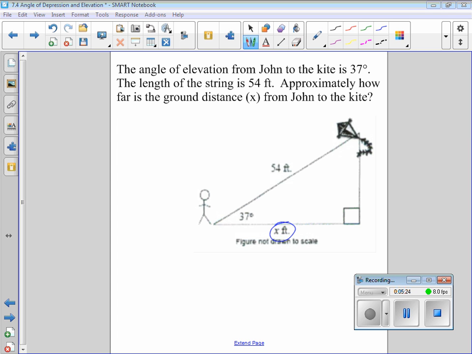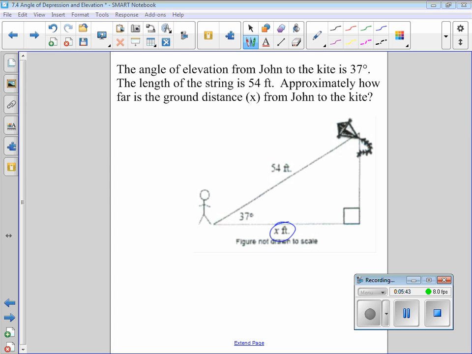So now we look at, how do we solve this kind of problem? Is this going to be a Pythagorean theorem problem, a special triangles problem, or a trig problem? Since we have to have two sides to find a third side to use Pythagorean theorem, we don't. And since it's not a special triangle because there's a 37 degree angle there, it has to be a trig problem.